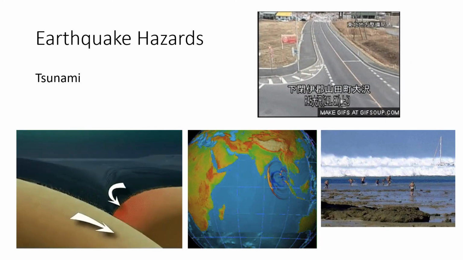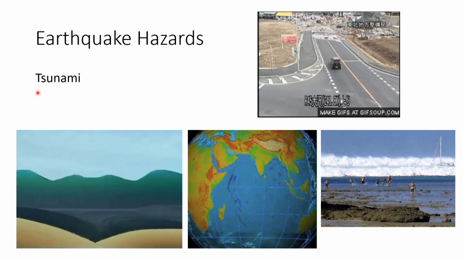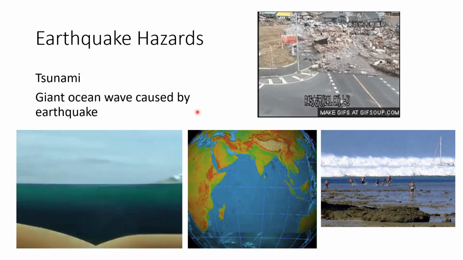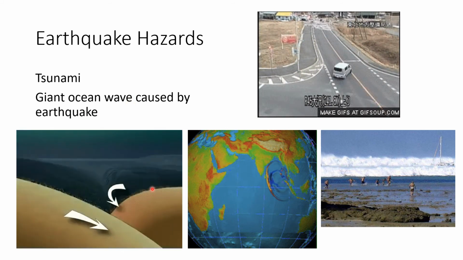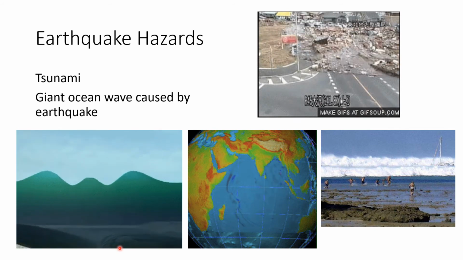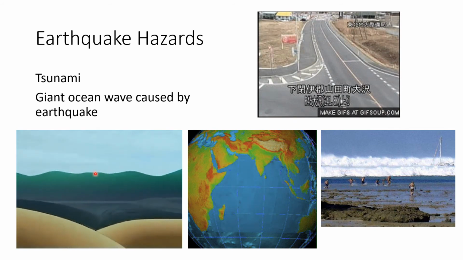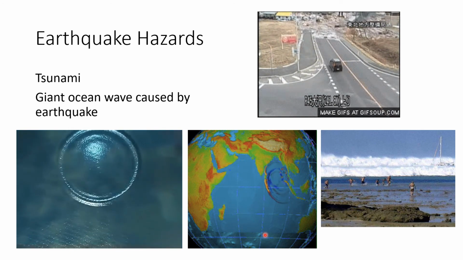So moving on to some of the hazards that are associated with earthquakes. Probably the most devastating one is the tsunami, and a tsunami is a giant ocean wave that's caused by an earthquake. So you can watch in this animation, here is the ocean crust, there is the release of energy, it pushes the water upward, and then giant waves radiate outward from the epicenter of that earthquake.